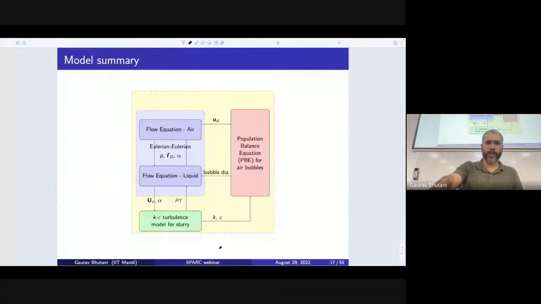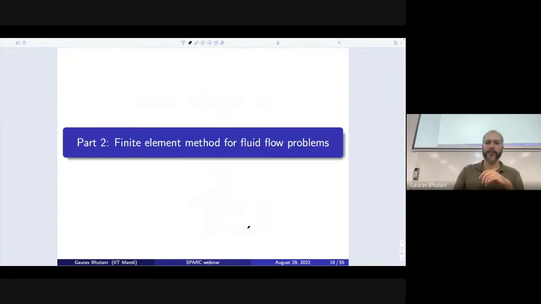So this was our model. We talked about the flow models, the Eulerian flow equations. We talked about the population balance equation. We talked about the K epsilon equation. And I said to you that the kernels, the coalescence frequency beta and the breakage frequency A, depend on the amount of turbulence. So they will be functions of K and epsilon. That is where the coupling between the turbulence model and the population balance model takes place.